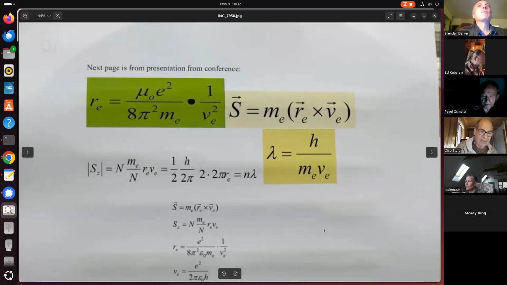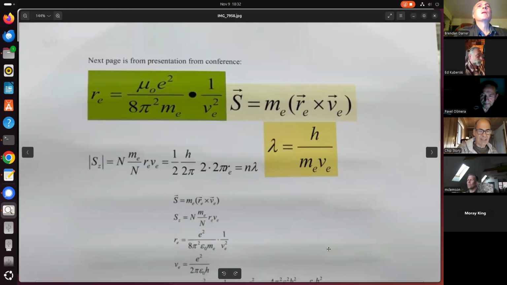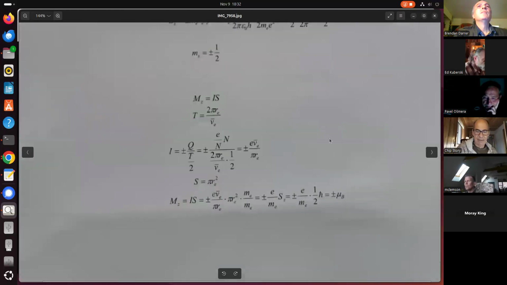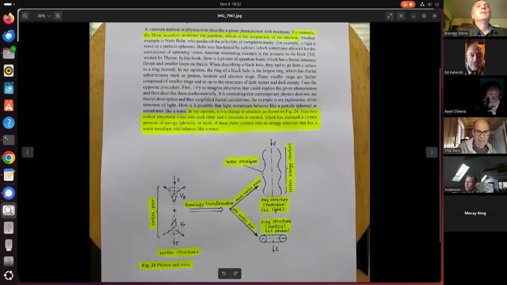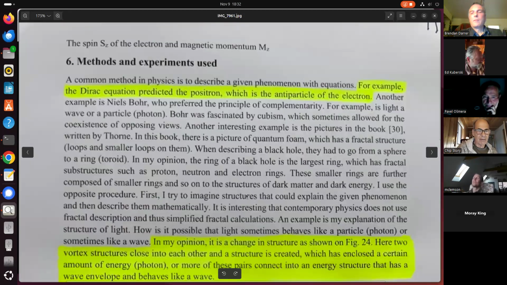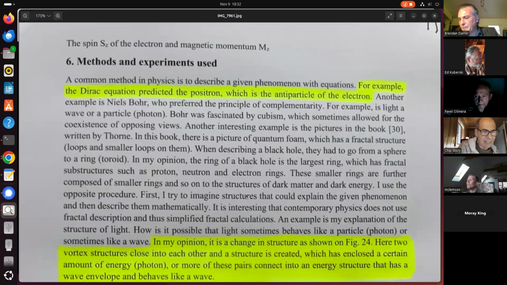Yeah, actually, I think if we keep going to the next, it does sort of explain stuff again. Yeah, let's go down to the next page. Yep. This is really cool too. This is awesome, this part. The spin S sub z of the electron and the magnetic momentum M sub z. And that's what that equation was looking at.